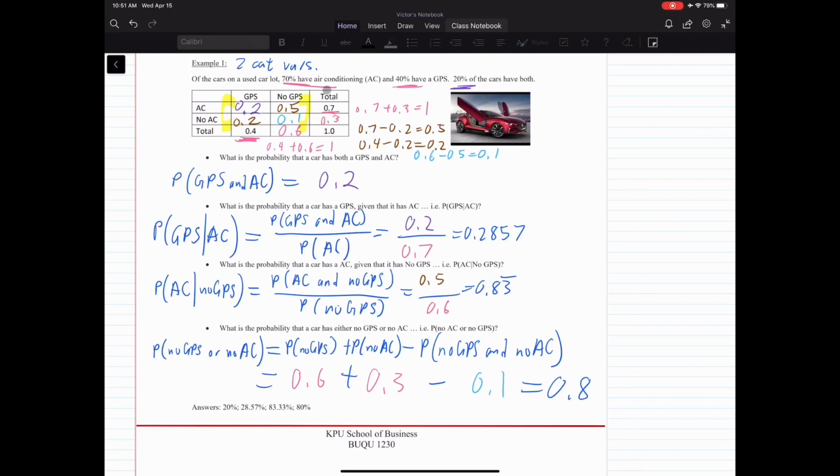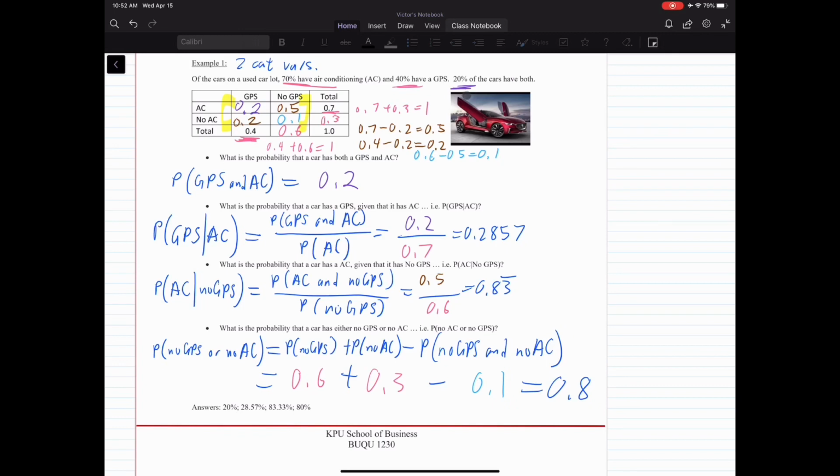In the question, we're given that 70% of the cars have air conditioning. So for AC, the probability of AC equals 70%. That's your marginal probability. Same idea, we have 40% for GPS. So your marginal probability for GPS, the probability of GPS, is 40%, or 0.4, in the column of GPS total.